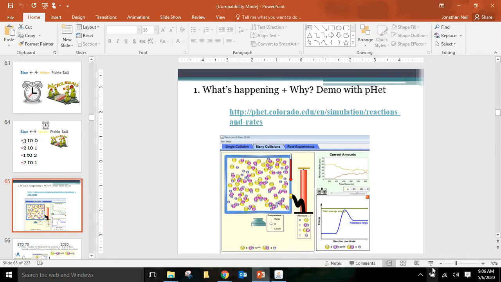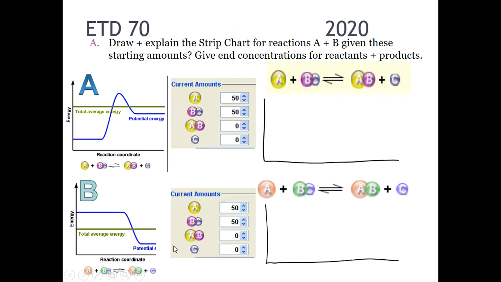So then the hard part of this. When we come into this, I'm going to ask you on the test, and this is probably the most important, the hardest set of questions I've asked you the whole year. I got these two different reactions, A and B. It tells you what the reactants and products are. Pretty straightforward. It tells you their concentrations, gives you an energy diagram. I want you to draw what the strip chart for these reactions would actually look like and give an estimation of the end concentration of the reactants and the products.